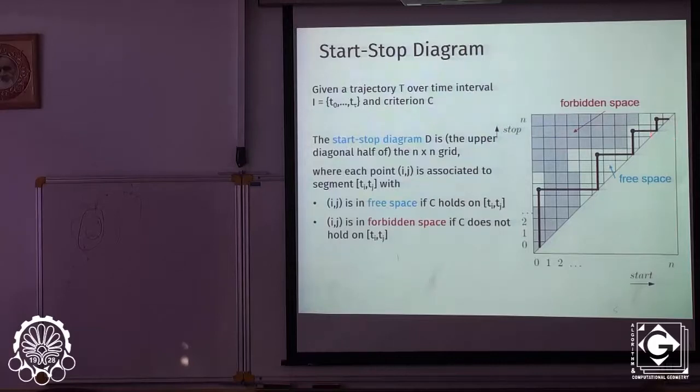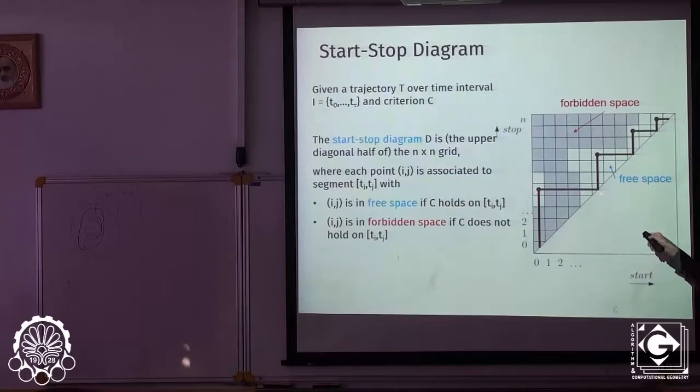So we get this white space, which is free space, you could say, and the black or gray space, which is forbidden space. Now a segmentation should start at the beginning. It should go to a vertex where the segment is valid. So it should go to a free space cell. And then at that free space cell, I start a new segment.